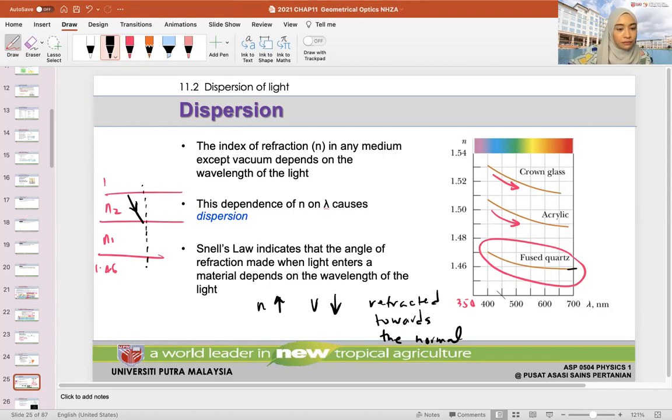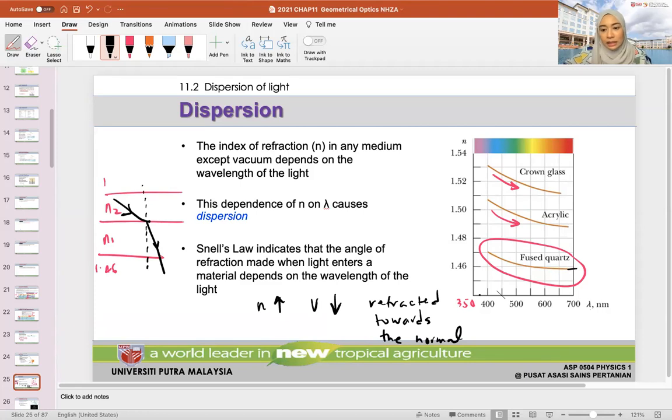You will always refract or reflect with respect to your normal. So here you have your incident light and you enter a medium that is higher in density, or has a higher refractive index. Therefore, you would be refracting towards the normal. This does not look right. Let me do it like this. Okay, this is better. So this is the refracted ray towards the normal.